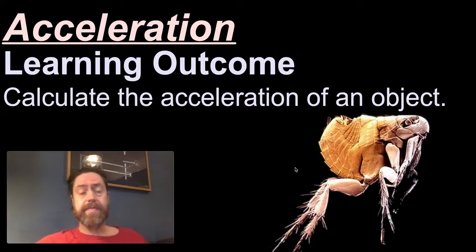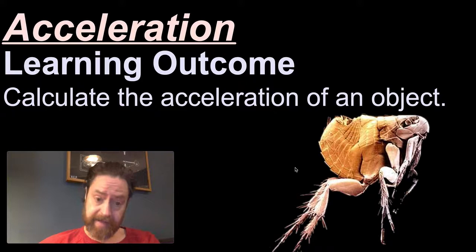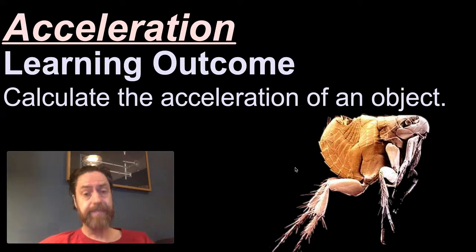Today we're going to be looking at acceleration. So far we've looked at displacement and we've looked at velocity, where velocity was the rate of change of displacement, so how quickly your position changes. And now we're going to look at how velocities change, and a change in velocity is called an acceleration. So by the end of this, we should be able to calculate the acceleration of objects.